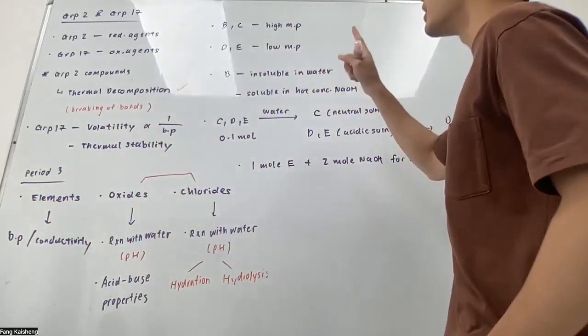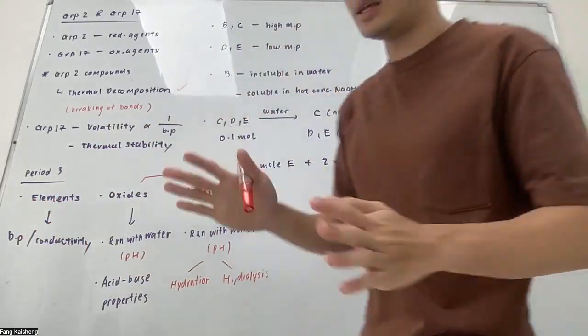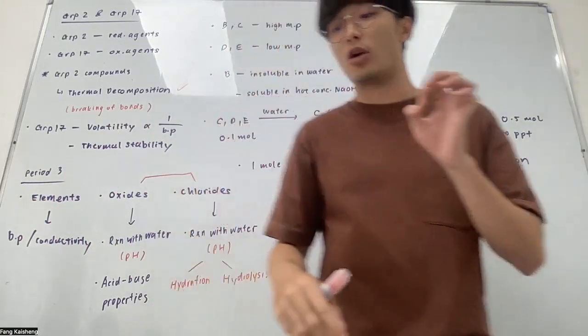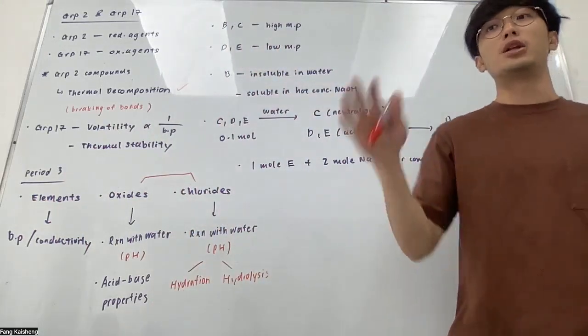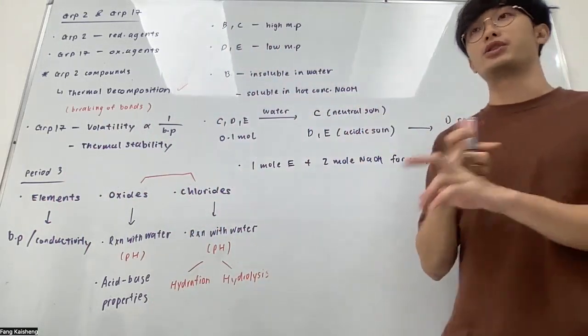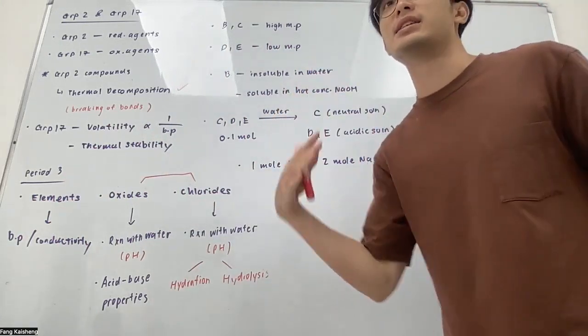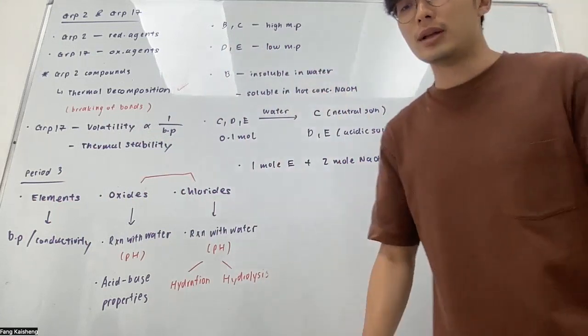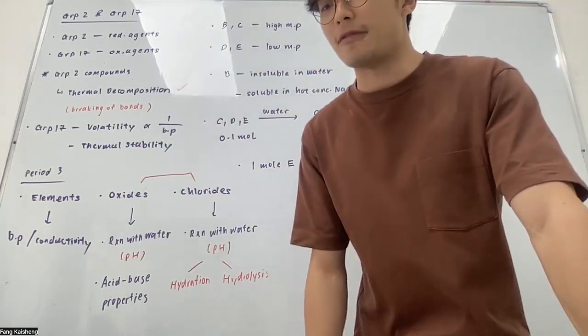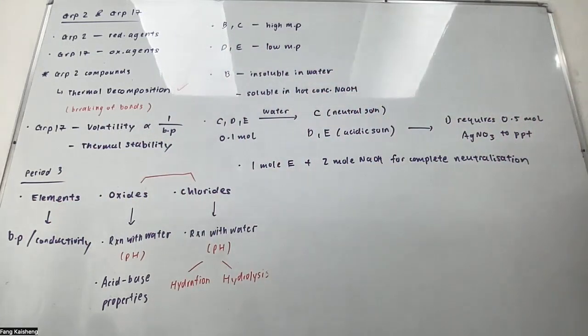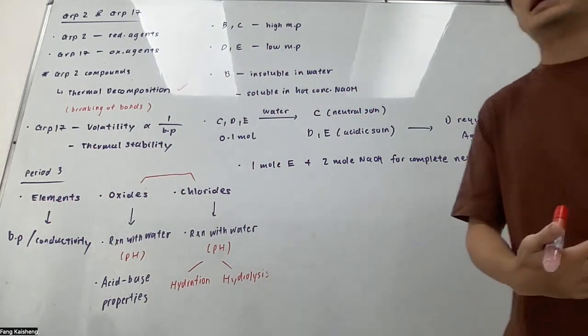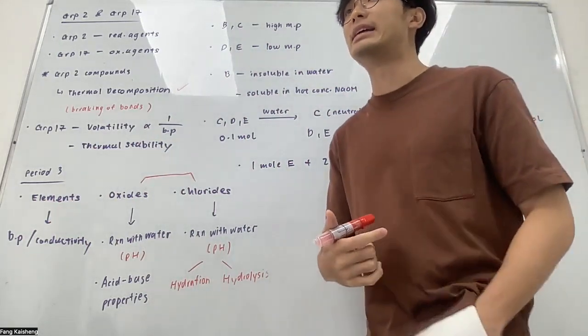So first thing is this: B, C, D, and E are all oxides or chlorides of your three elements. So they're not elements first, because most of the questions, they ask for elements, and then their oxides and chlorides, they ask for other stuff. So let's look at B and C first. B and C have high melting points, D and E have low melting points. What are some possible answers that you can deduce from over here?